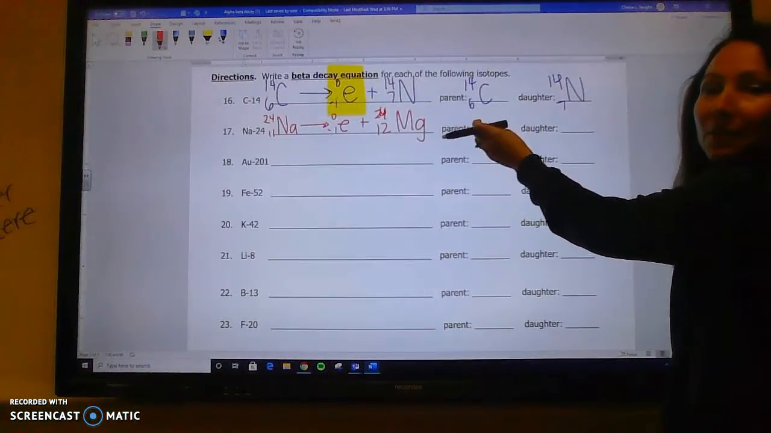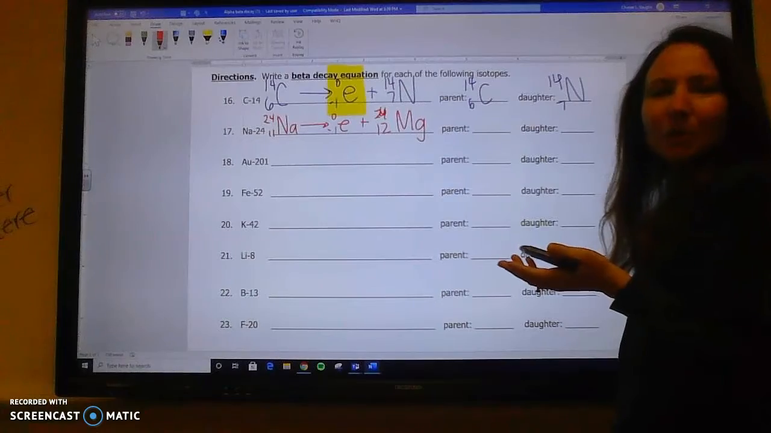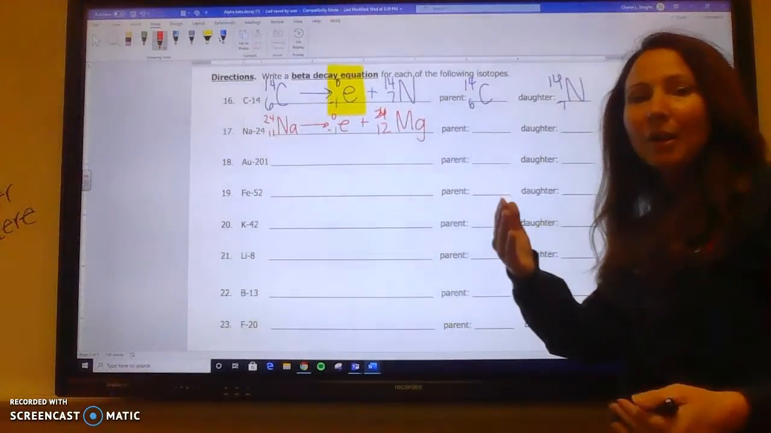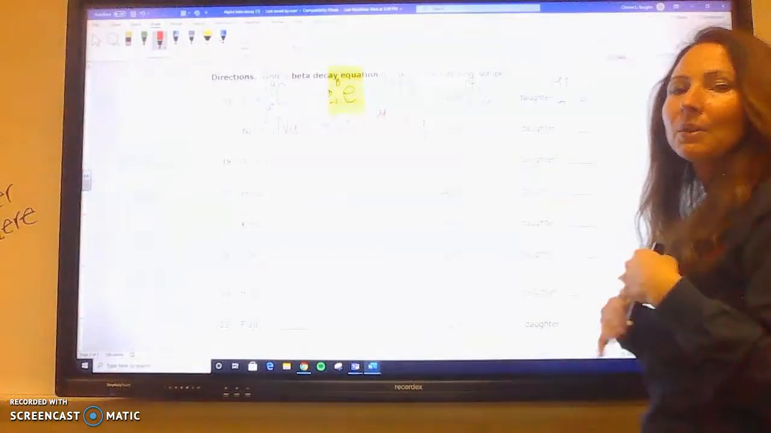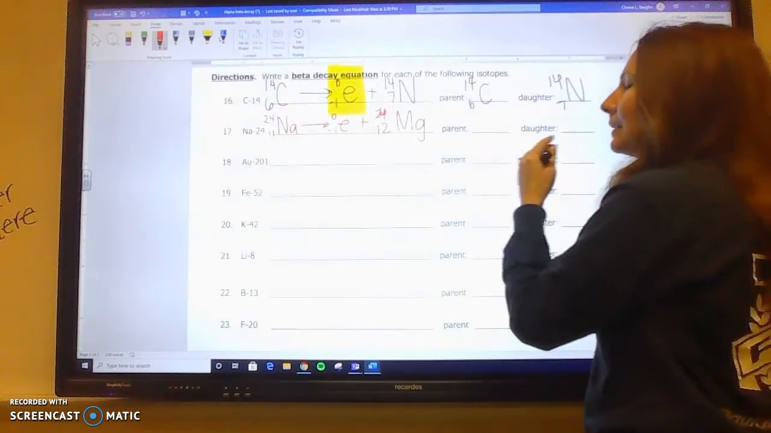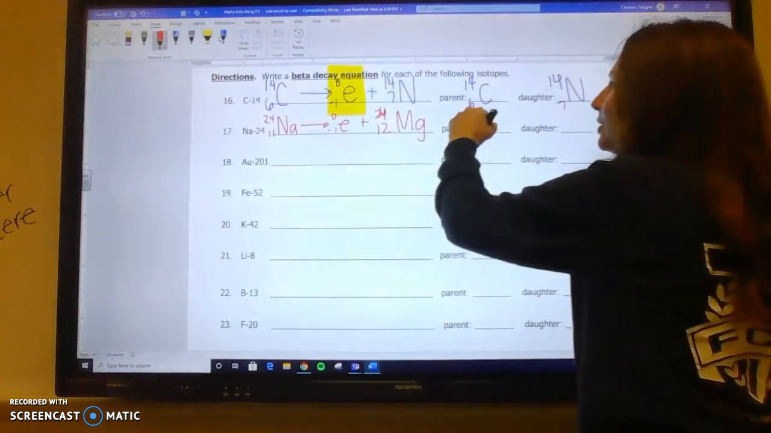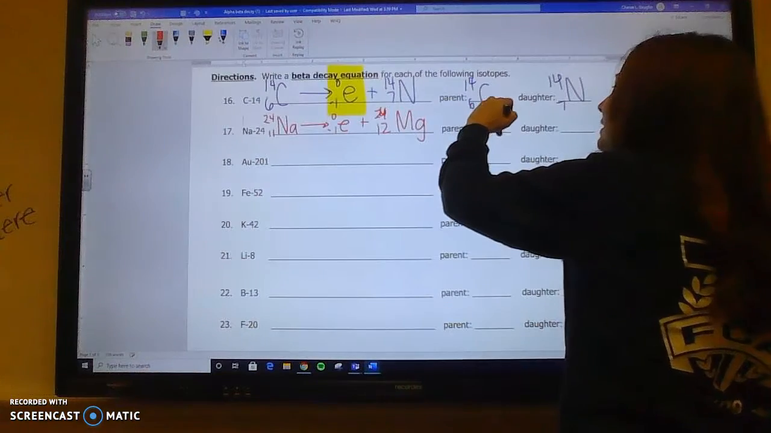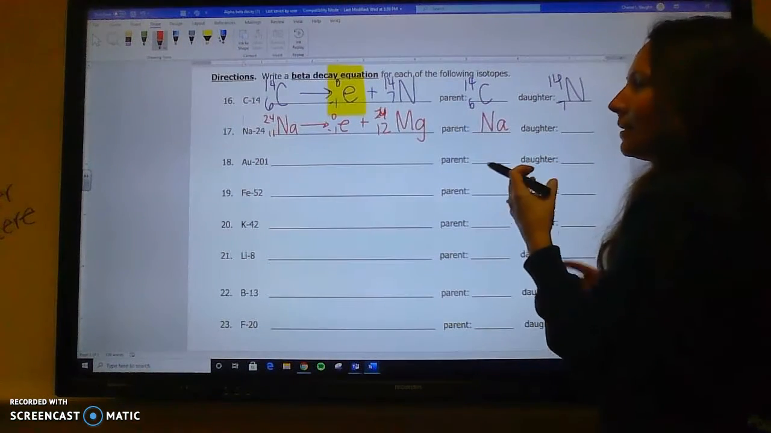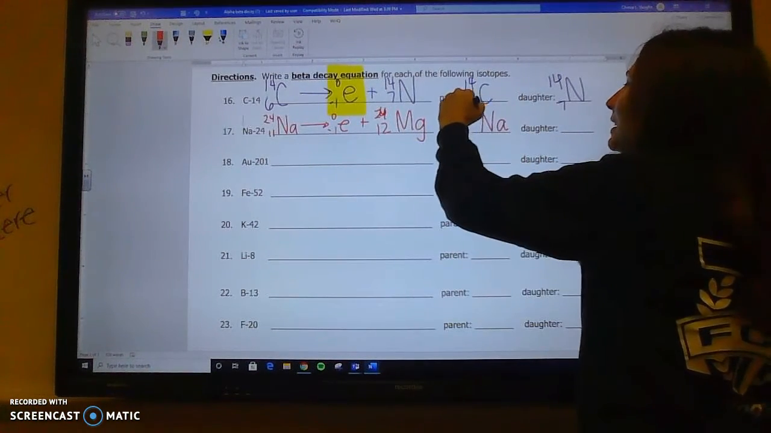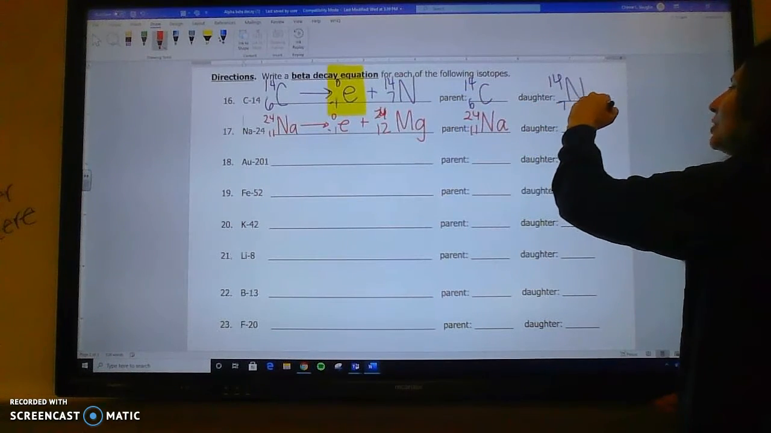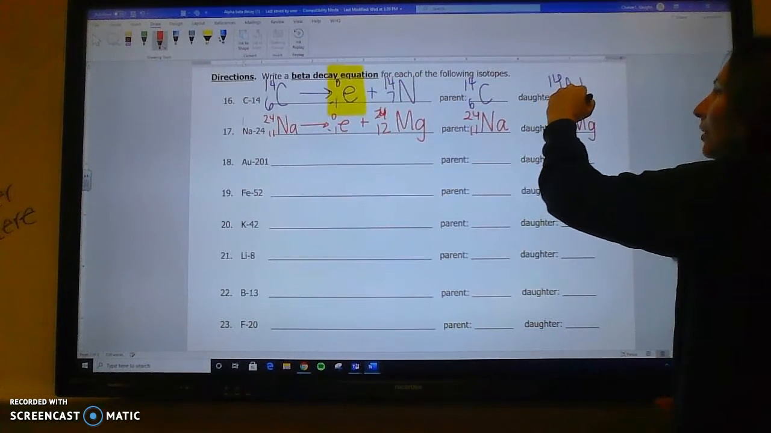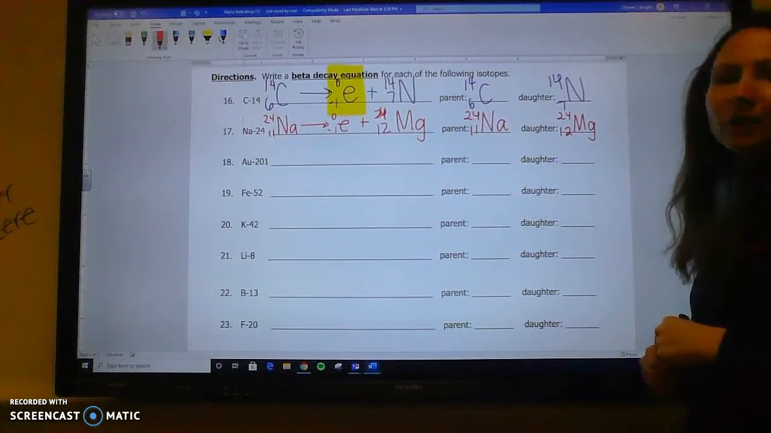So to fill this in, the parent, there's going to be a couple of multiple choice questions asking you which one's the parent, which one's the daughter, or is this alpha or beta? Okay, so hopefully you'll find that this isn't too hard. I really hope that you guys do really good on your test because you have less things to study. So the parent is Na, you got a 24 on top, 11 on the bottom, and the daughter is Mg with a 24 on top still, but the bottom is 12.